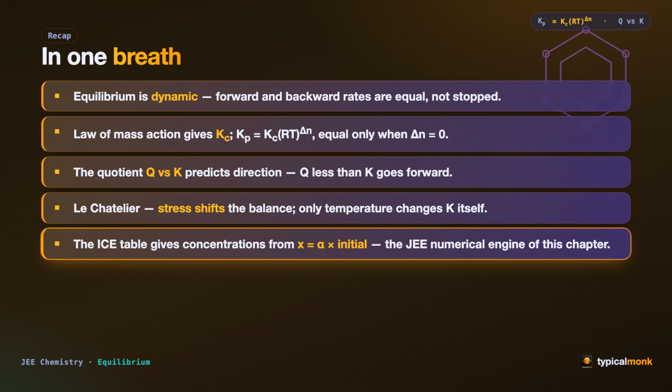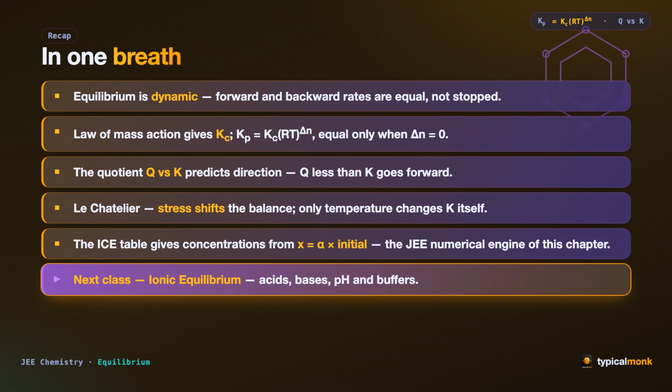The ICE table gives the concentrations, where X equals alpha times the initial amount. This is the real JEE numerical engine of this chapter. And next class, we move on to ionic equilibrium, acids, bases, pH, and buffers.